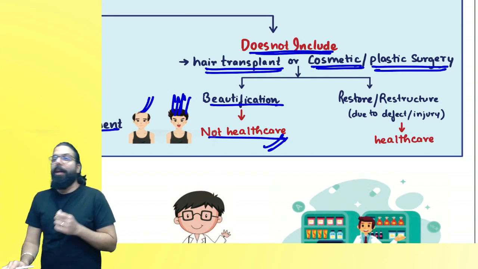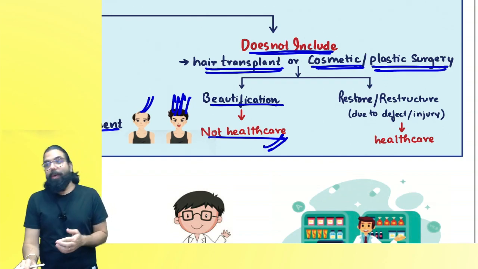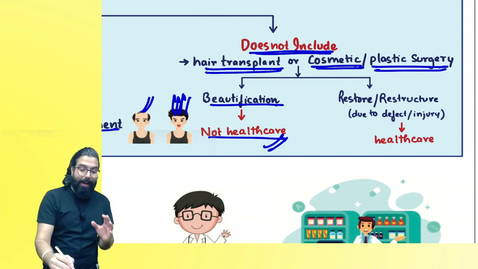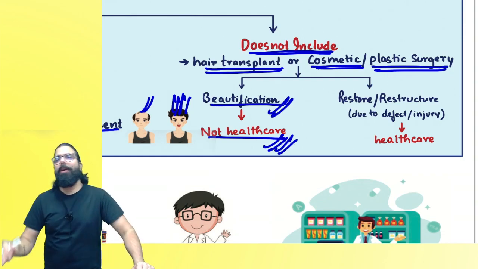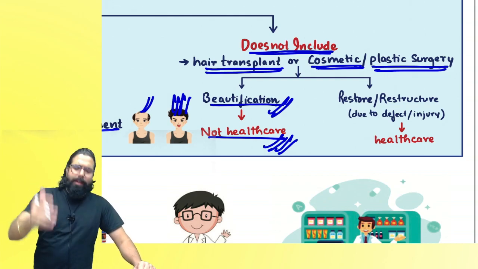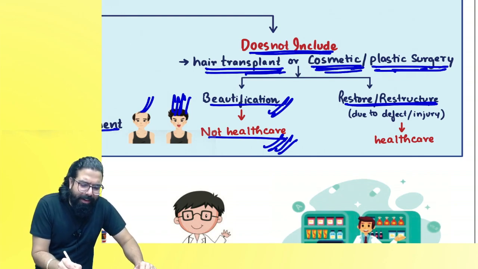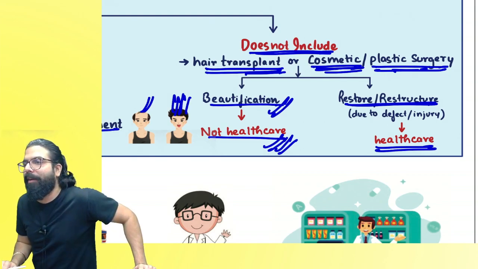Now supposing Ramesh over here went ahead and told, my nose is a little off, I will get one cosmetic surgery done. Beautification is always taxable. But supposing one person met with an accident, and because of the accident they get some restoration or restructuring, and for that some cosmetic or plastic surgery, transplant, etc. is done, then that is healthcare and shall always be exempt.